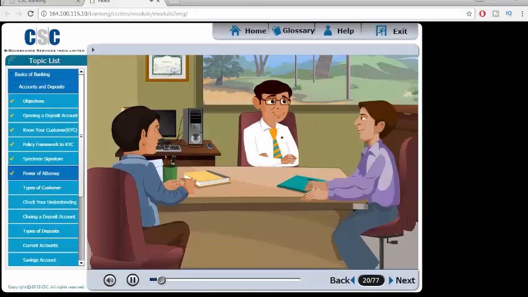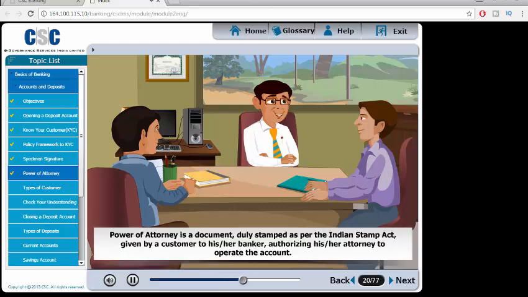Mr. Kumar, can a person operate his or her account through another person? Yes. At times, a customer would like to transact his or her business through another person. Banks accept this arrangement for which a power of attorney or POA is essential. Power of attorney is a document duly stamped as per the Indian Stamp Act given by a customer to his or her banker, authorizing his or her attorney to operate the account.